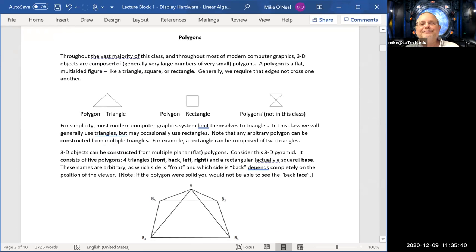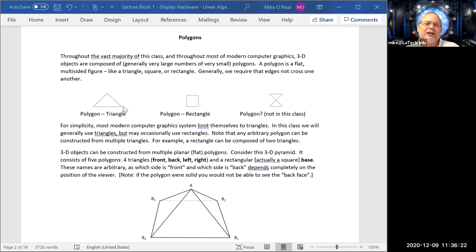Okay, polygons. So we talked about display technology for a while, but what we're really going to be doing is drawing polygons in almost all of computer graphics. When we get to ray tracing, we're going to leave polygons behind, just to simplify some calculations. But by and large, almost all of computer graphics, especially 3D computer graphics, objects are built out of polygons. What's a polygon? A polygon is a flat, multi-sided figure, like a triangle or a square.